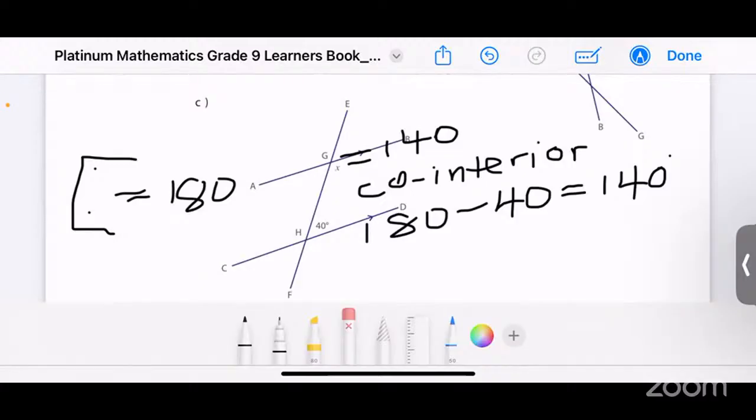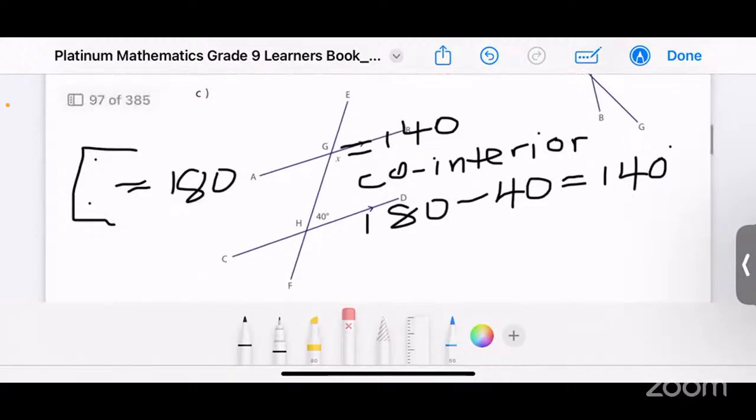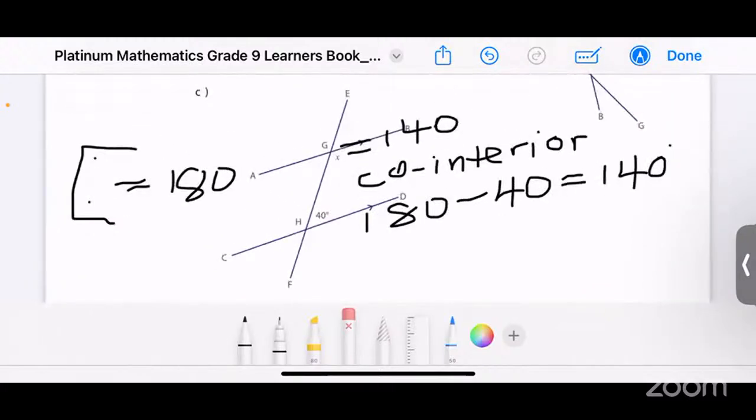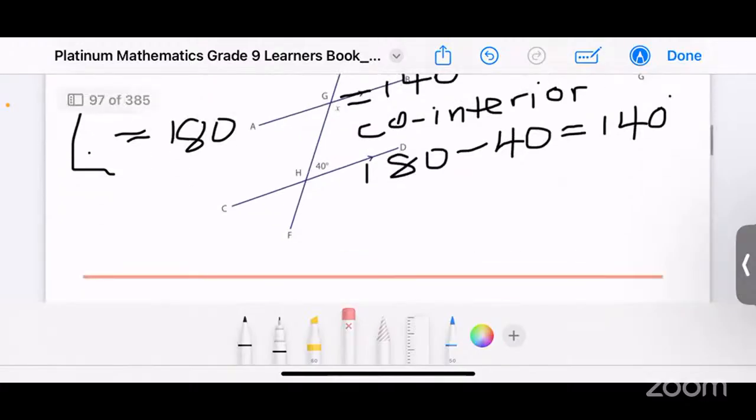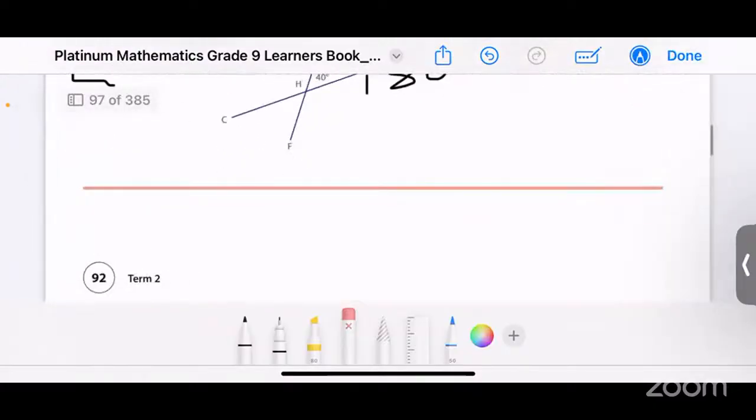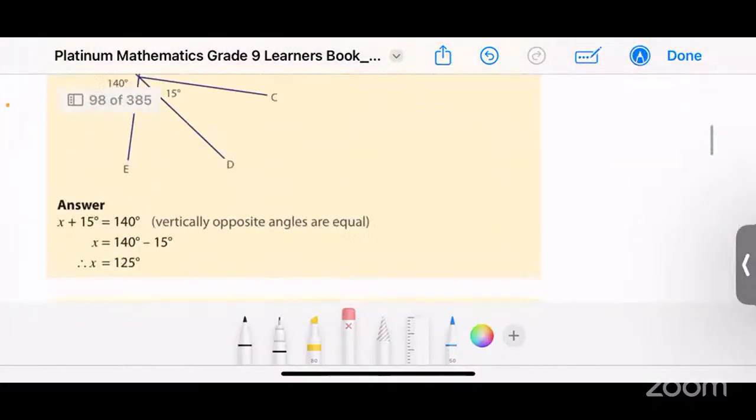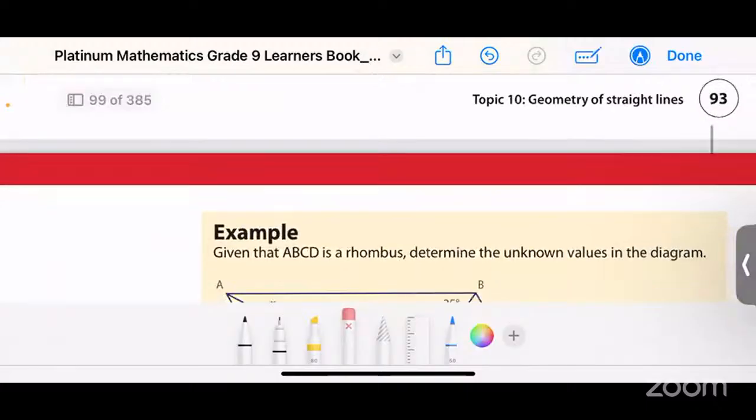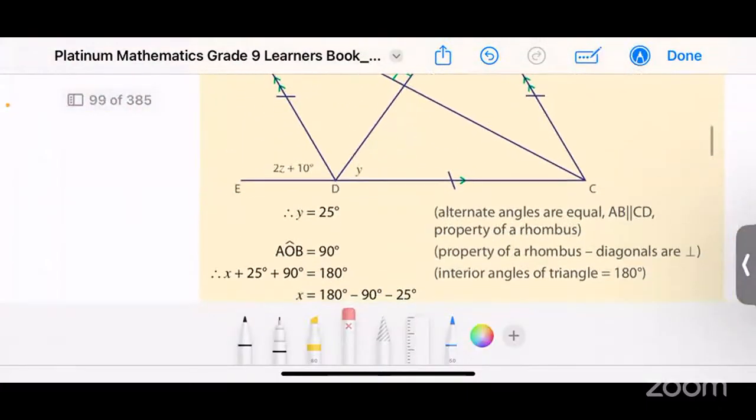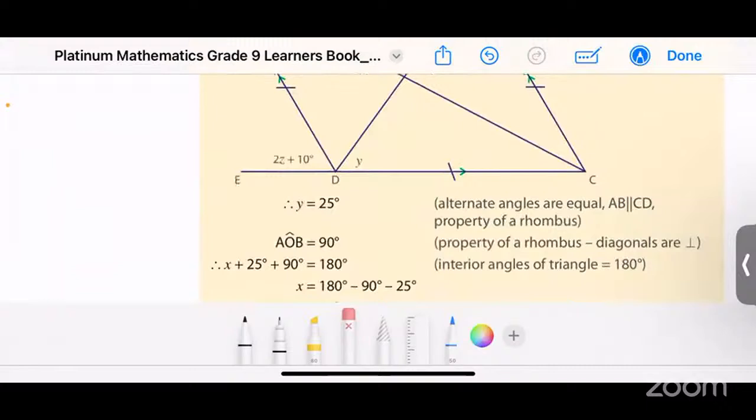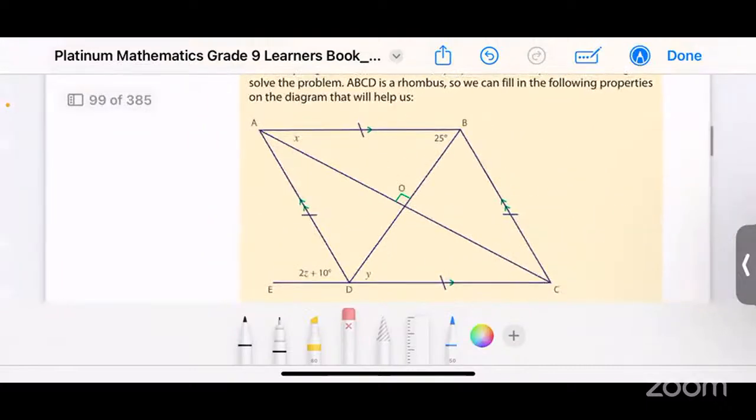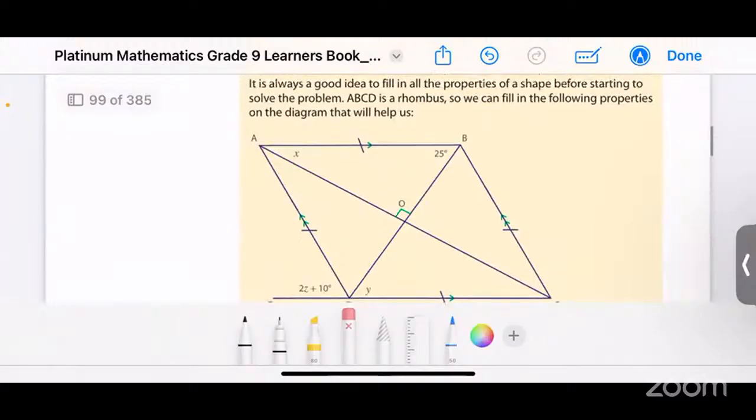Let's move to another one. Are you understanding? Before we solve more, before we solve complex ones, because I'm left with few questions. These are now complex ones. They're just integrating everything that we've learned.